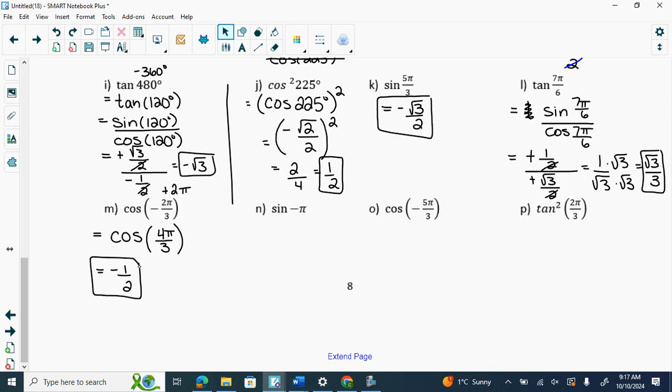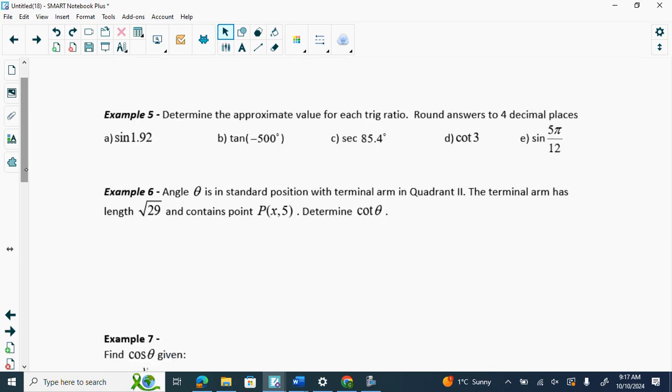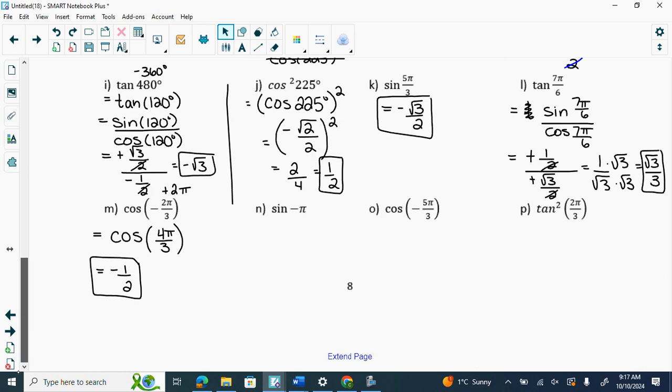Okay? You guys try these last 3, if you haven't already, and then I want you to do this one and this one. Okay? Examples 5, 6, and 7. So finish these 3 if you haven't, because I see some people don't have them done. And then 5, 6, 7. Now we're going to go through them.